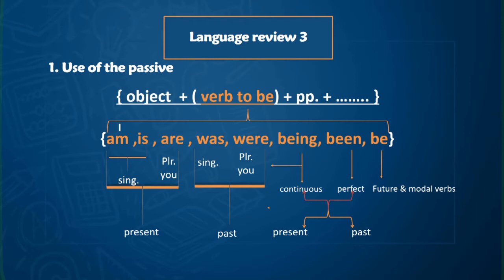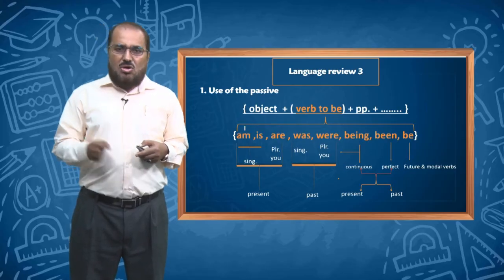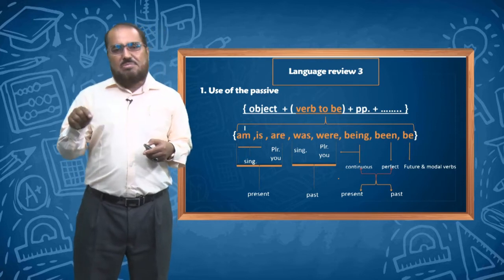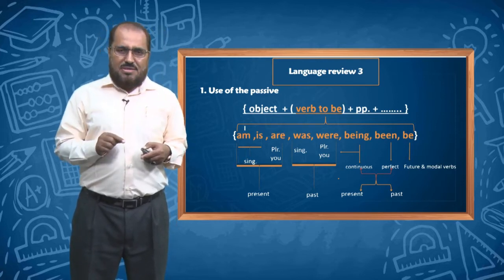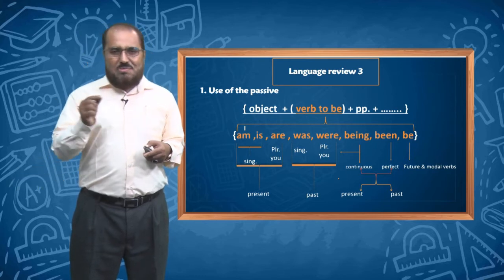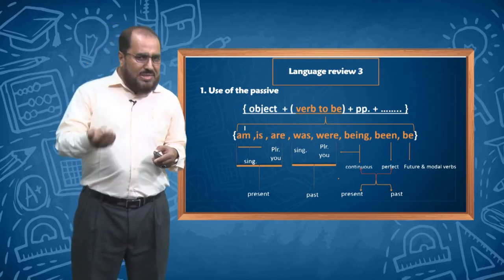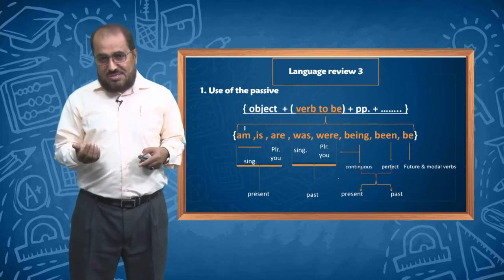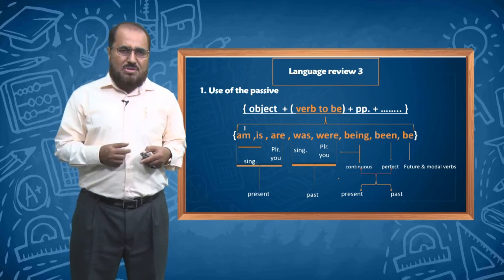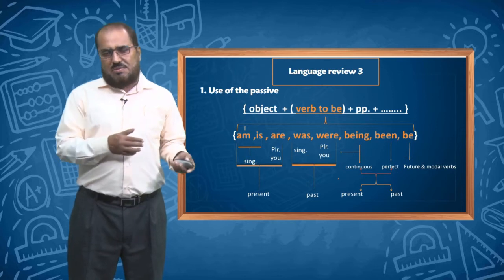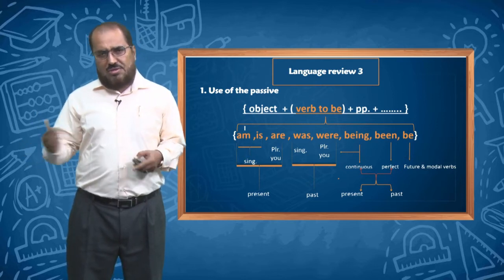Being for present continuous and being also for past continuous. And look, there is a row, go back to was and were and am or is. That means we can use am being, is being, are being with the present continuous, or was being or were being with the past continuous. Also, been can be used with the perfect, present perfect or past perfect. Have been, has been, that's for present perfect, or had been for the past perfect. Then, as I said before, be is used with the future and other modal verbs.